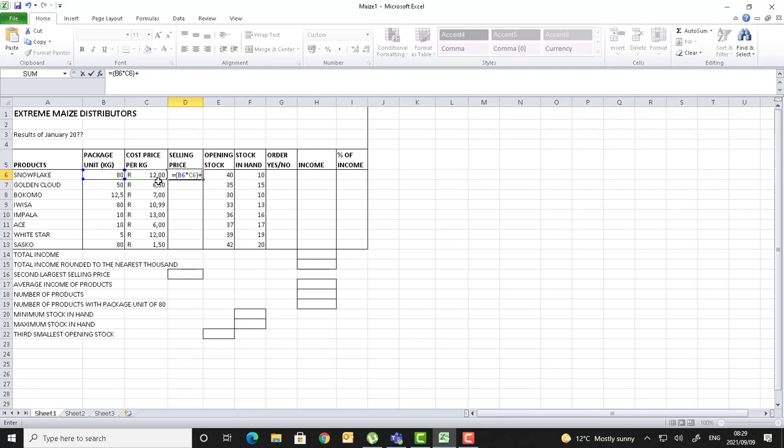So it means now you will say the same thing multiplied by this, which is C6, ne? C6 multiplied by 10%. So your answer should be 1056 rands.